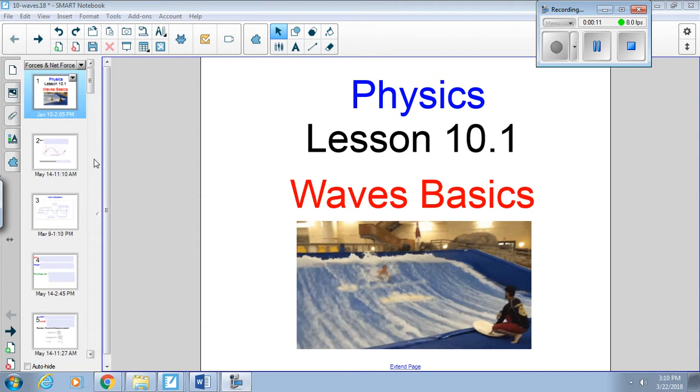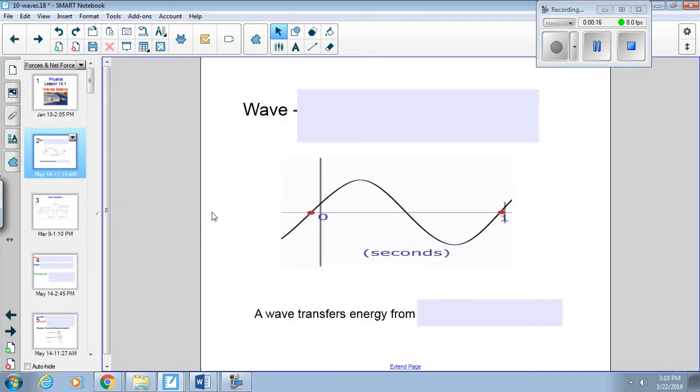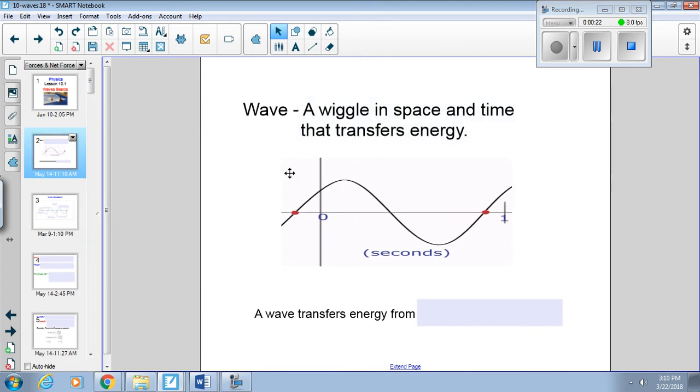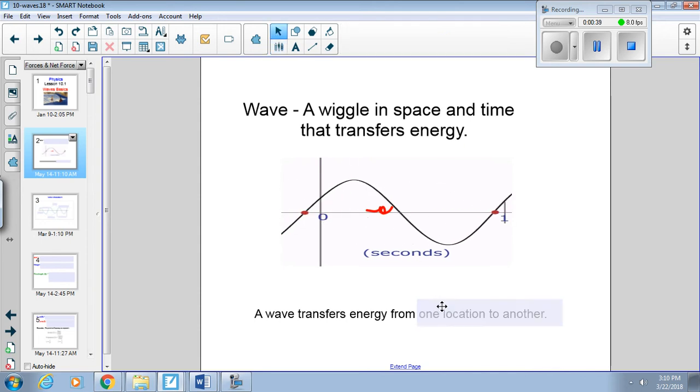Okay, wave basics. So this video should go pretty quick. Most students, I believe, have some pretty good background in this. A wave is a wiggle in space and time that transfers energy. If you picture this little dot as energy, ready, wait for it, there it is, that is being transferred along our wave. The purpose of this is to transfer energy from one location to another.